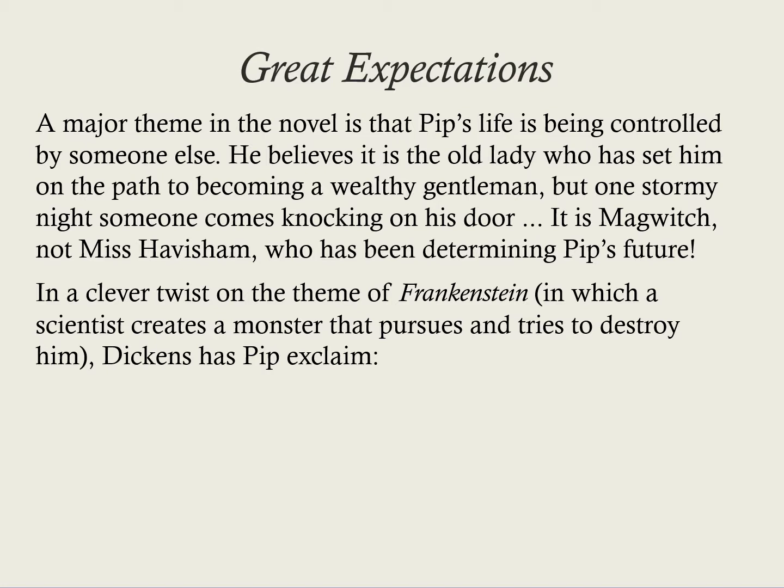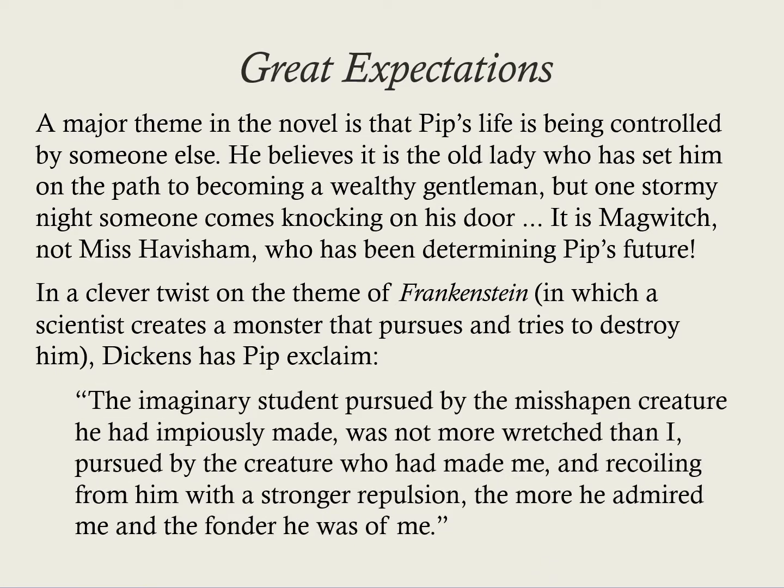So Dickens says this is like Frankenstein, that's the opposite. Instead of the scientist creating the monster, as Pip notices, "the imaginary student pursued by the misshapen creature he had impiously made was not, and his monster was not more wretched than I, pursued by the creature who had made me." The imaginary student, the misshapen creature, that's Frankenstein. It's the monster who makes Pip.